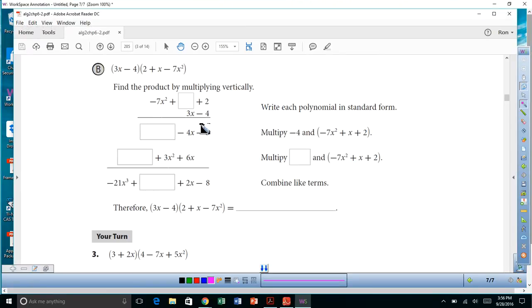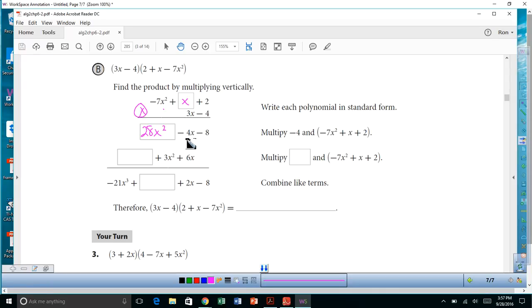Glad you're back. Find the product by multiplying vertically. So we've got negative 7x squared plus x plus 2 multiplied by 3x minus 4. Negative 4 times 2 gives you negative 8. Negative 4 times x gives you negative 4x. Negative 4 times negative 7x squared would give you 28x squared. Then we have 3x times 2. That's going to give you 6x.